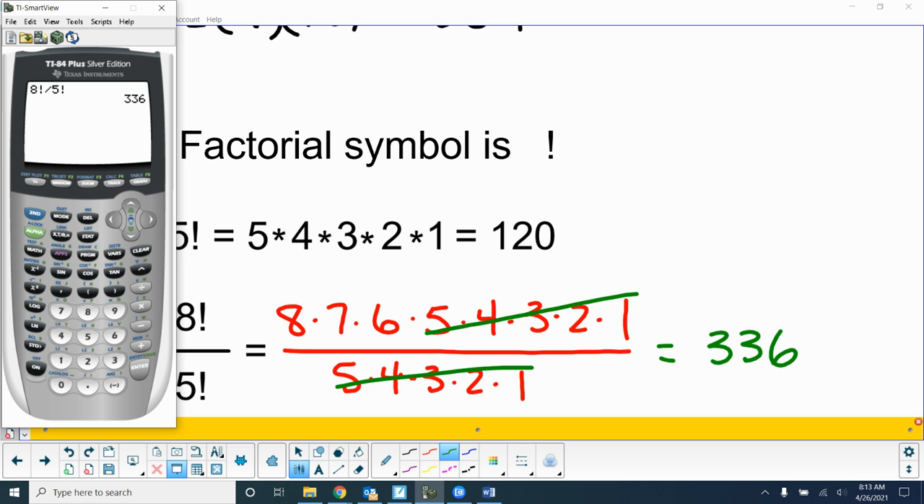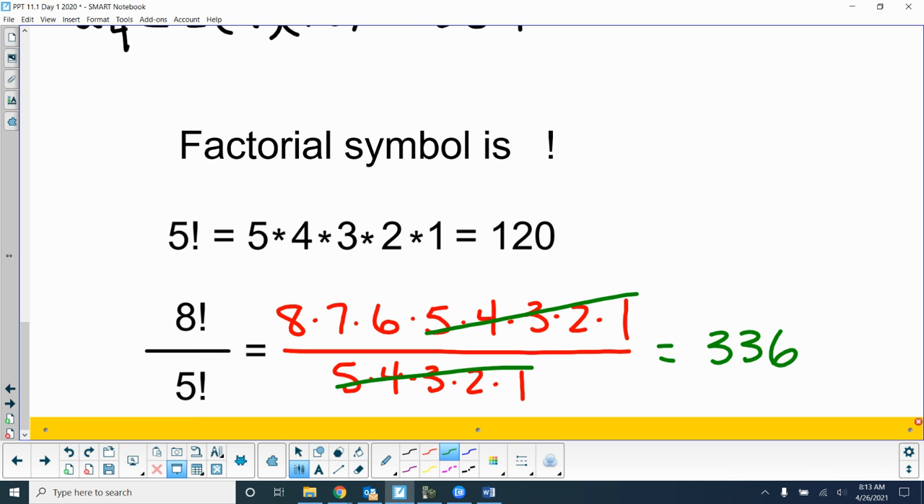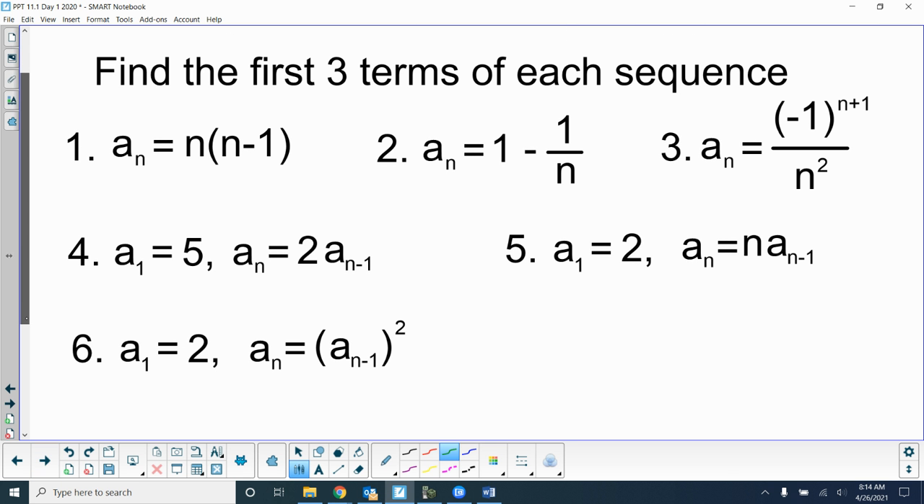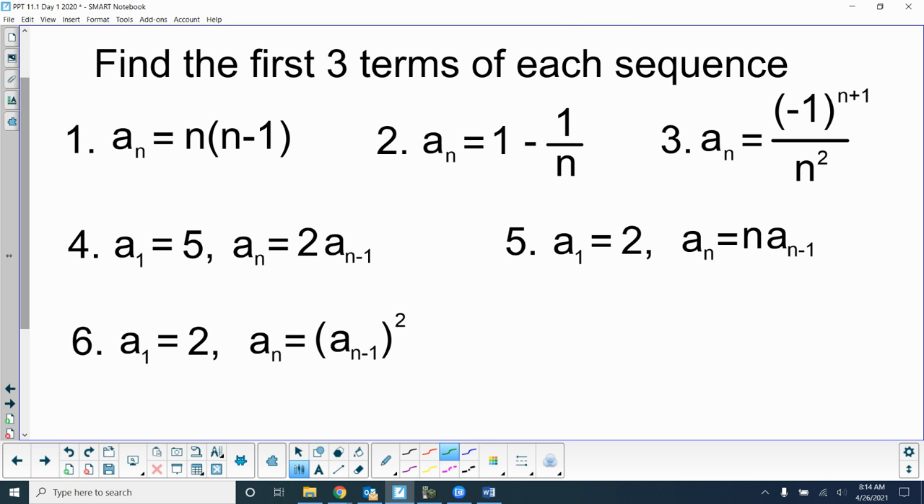All right. Got a few problems here I'd like you to try. Again, we'll just do them in class. Let's just do number 3 right now. We're looking for the first 3 terms. Just look at number 3.